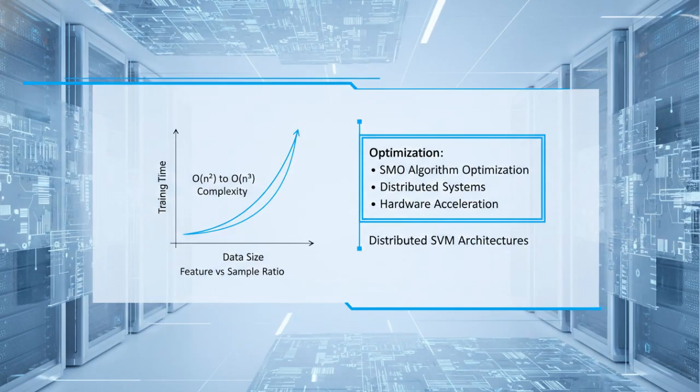Furthermore, SVMs are highly effective for small to medium-sized datasets with many features. For big data with millions of rows, we often look at linear approximations or specialized hardware acceleration to maintain the performance levels required by modern tech stacks.